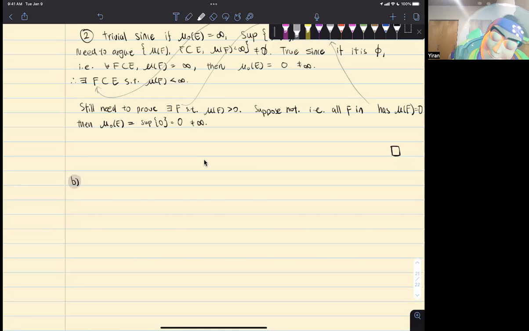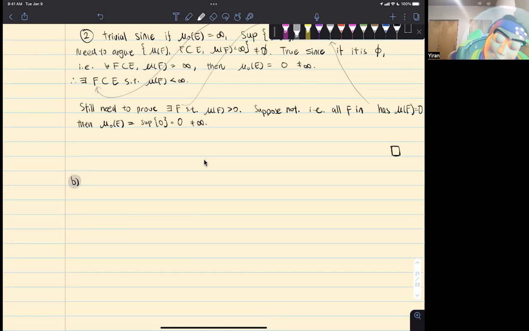So if mu of E is finite, then mu naught of E is equal to this, and because E is a subset of E, and the measure of E is finite, this one is just equal to mu of E by monotonicity of measure, and we were done.